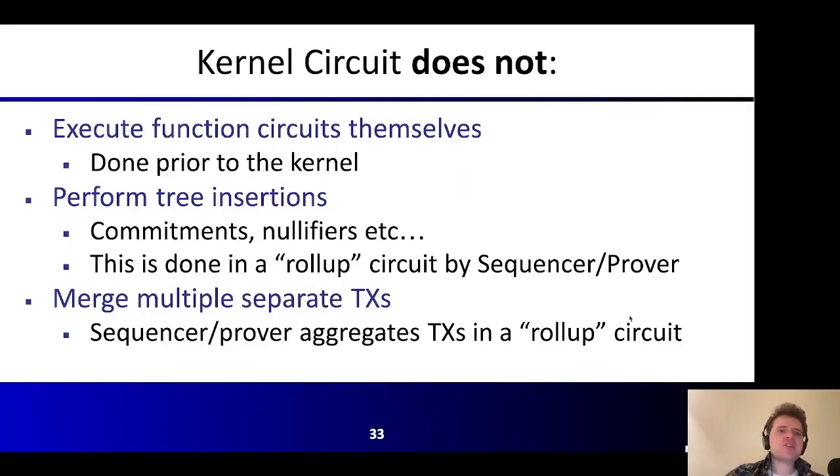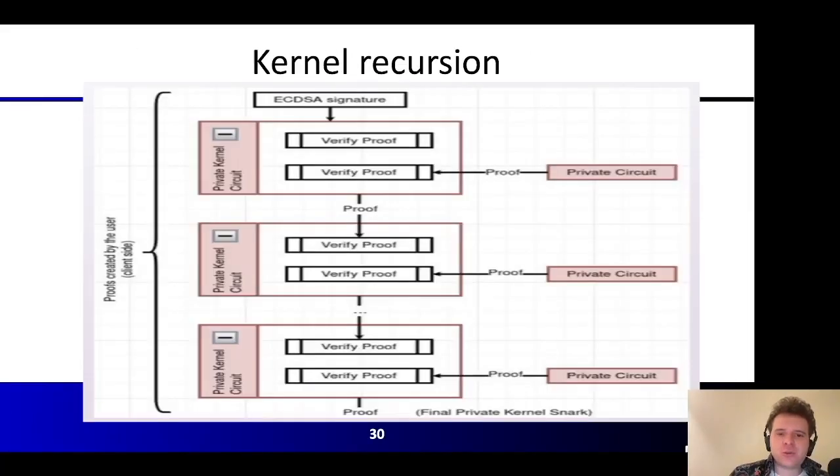What does a kernel circuit not do? This is just to clarify a little bit. We need to be very careful about what, particularly the private kernel circuit, can and cannot do, because this is going to be based on the information that's available to the prover. It does not execute function circuits themselves. If you go back to this, these function circuits, their proofs are generated outside of the kernel circuits. So when a user is going to make their private kernel proofs, they already have the proofs for all these function circuits.